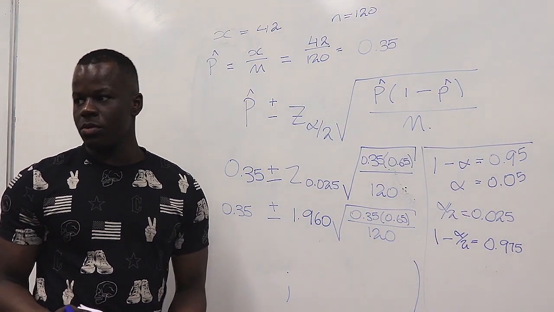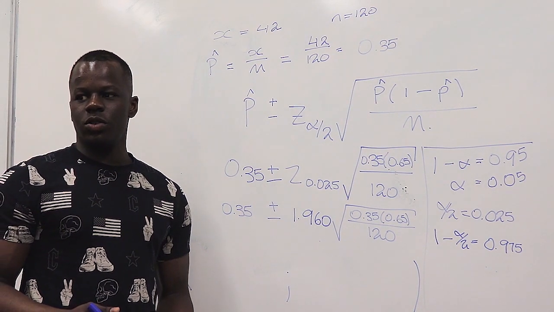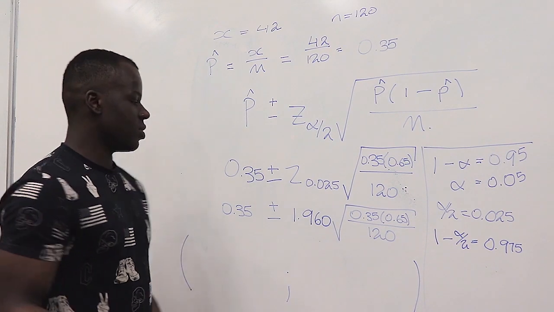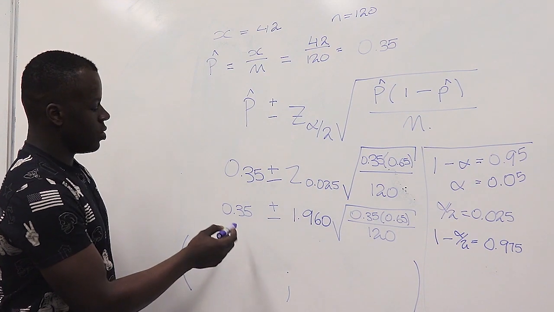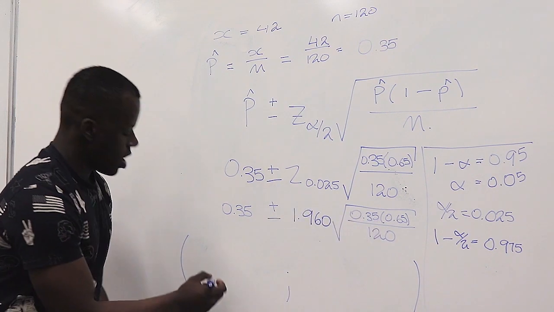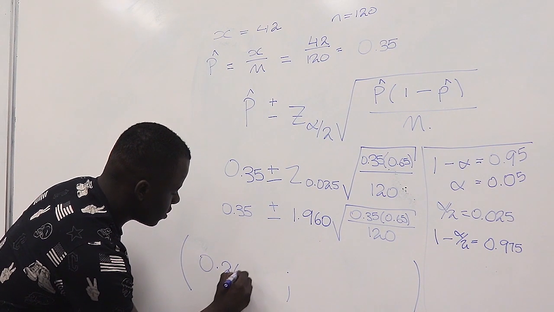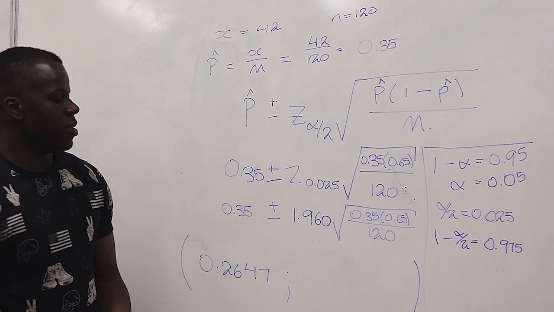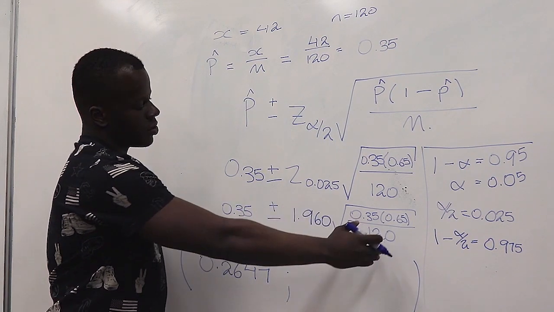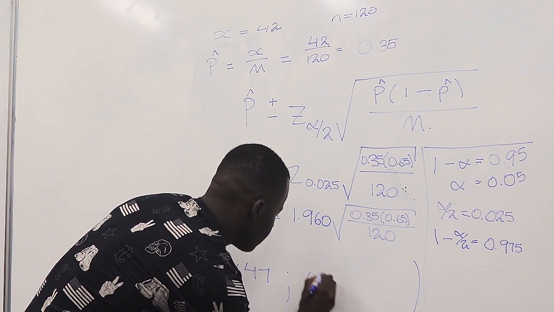The lower bound is 0.2647. The first one she did was 0.35 minus all of this, and she said it was 0.2647. Now we're going to find our upper bound by adding: 0.35 plus the rest of this here. That's 0.4353.